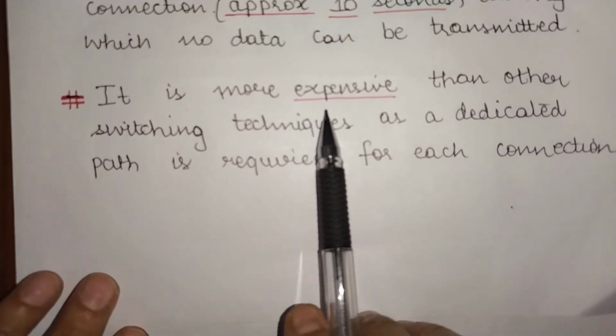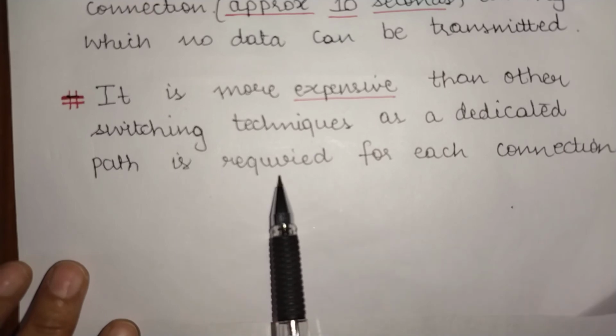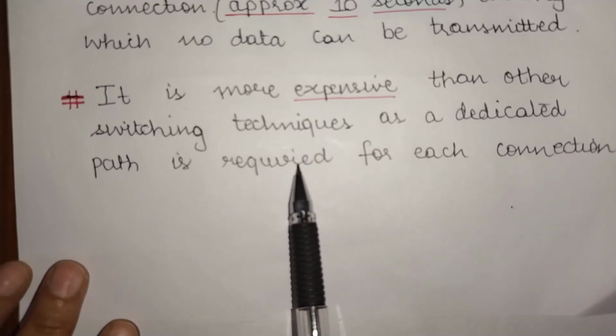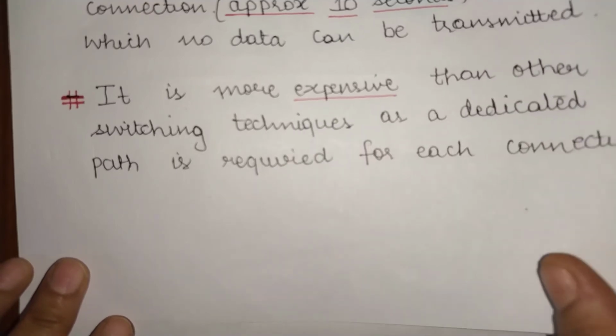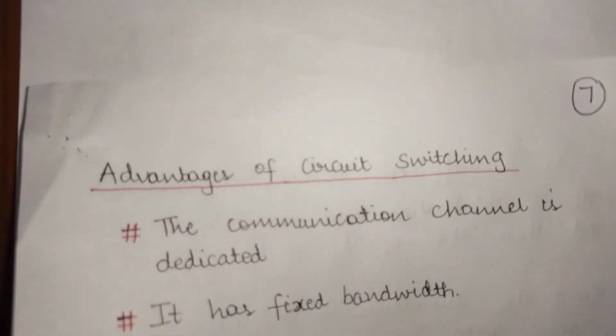Then, of course, it is more expensive. Why? Because you have to establish a dedicated path, right? So that is at a cost. So hence it is more expensive than other switching techniques. So this was all about circuit switching.